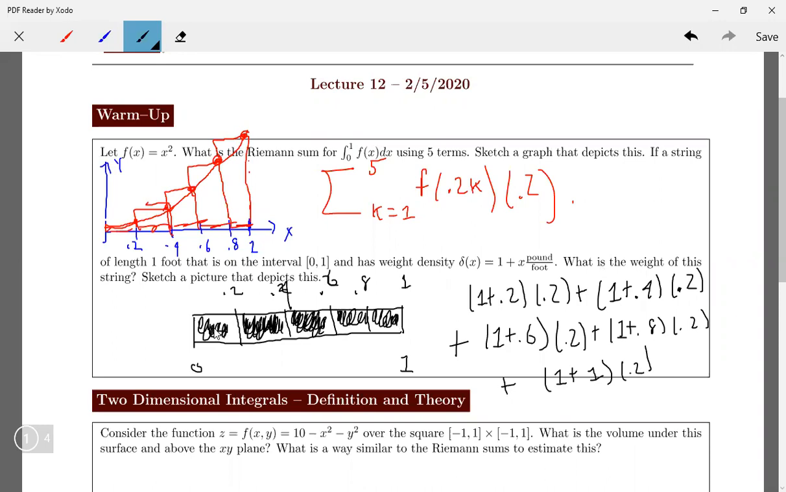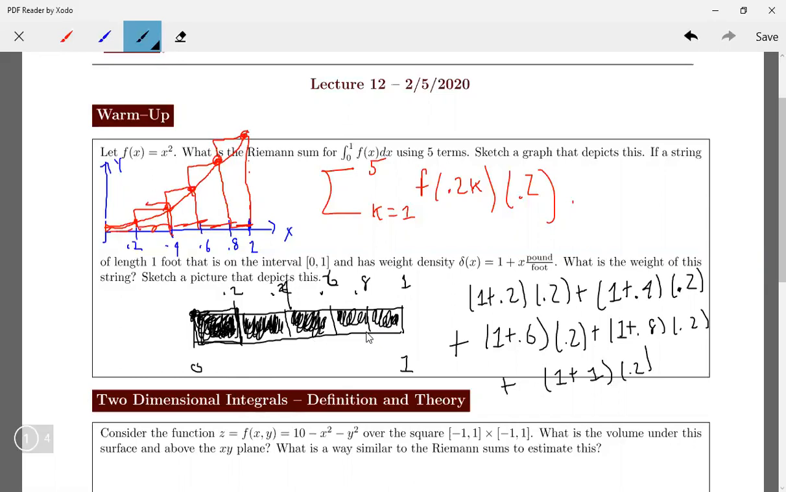Okay, so the weight density of this string is variable. It's 1 plus x pounds per foot. But in doing the Riemann sums, we're treating it as being constant on each one of these pieces and saying that it's equal to the density function evaluated at the right endpoint. And we could get a similar estimation if we had said it was constant on this interval, but evaluated at the left endpoint instead of the right endpoint. They're both similar. So these are two different ways to get a Riemann sum to estimate, say, the area under the curve or the weight of a string.